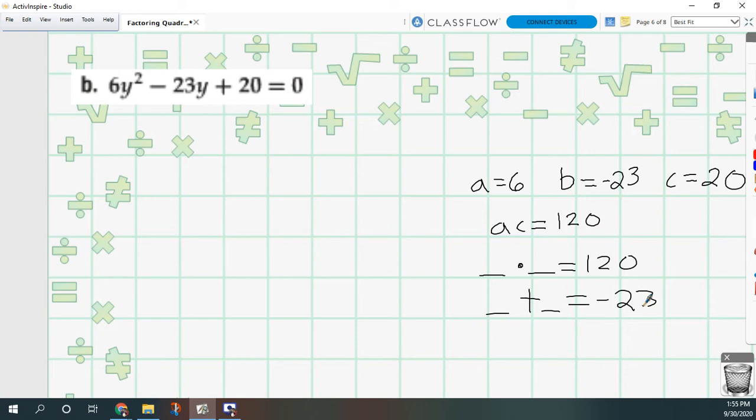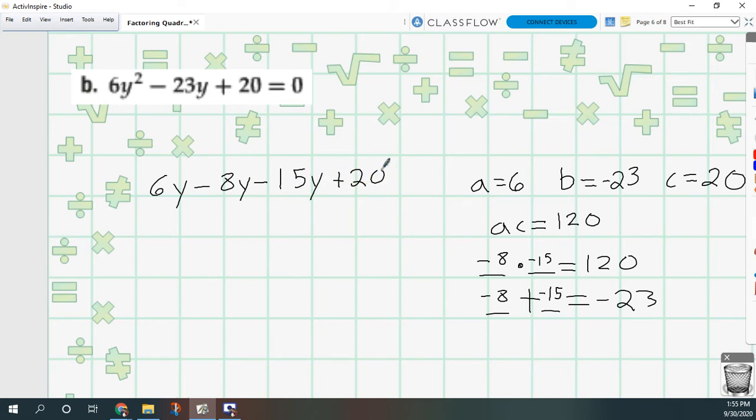Now, our 8 and 15 are both positive, but I need to end up with a negative. And so, like I said, my negative indicates to me that at least one of my numbers has to be negative. However, both of them can be negative, because if I have a negative 8 and a negative 15, we'll notice that a negative times a negative gives me a positive. And then those two numbers will also still add together to give me the negative 23. So now, like I said, we're going to use those two numbers to break apart our middle term. So we have a negative 8y and a negative 15y.